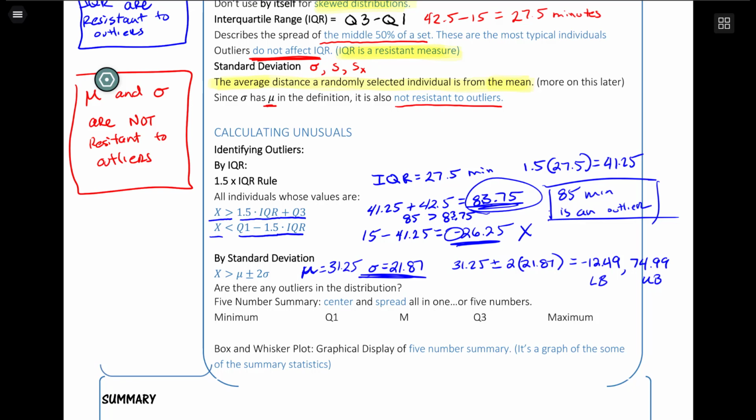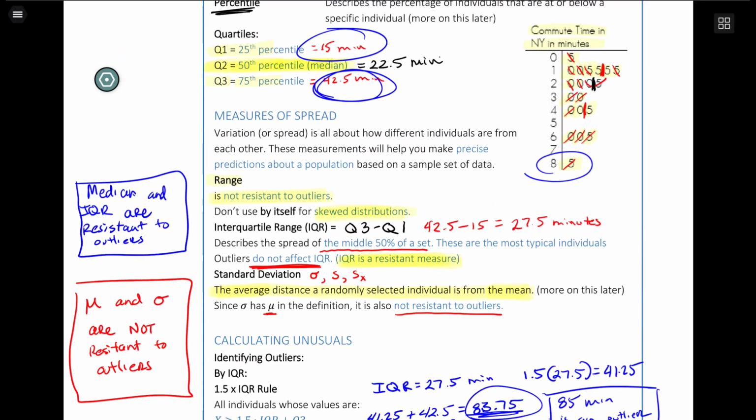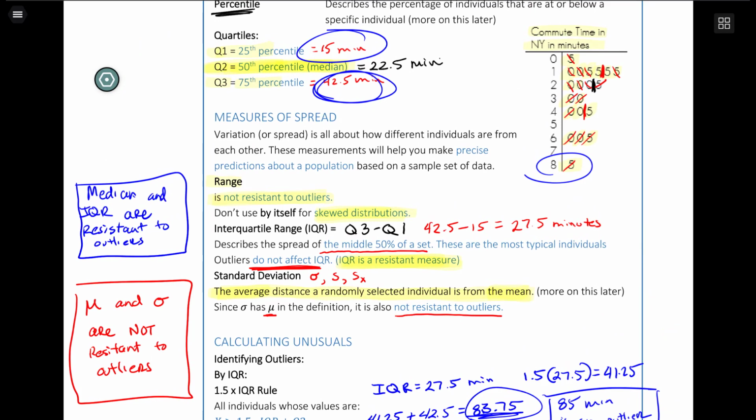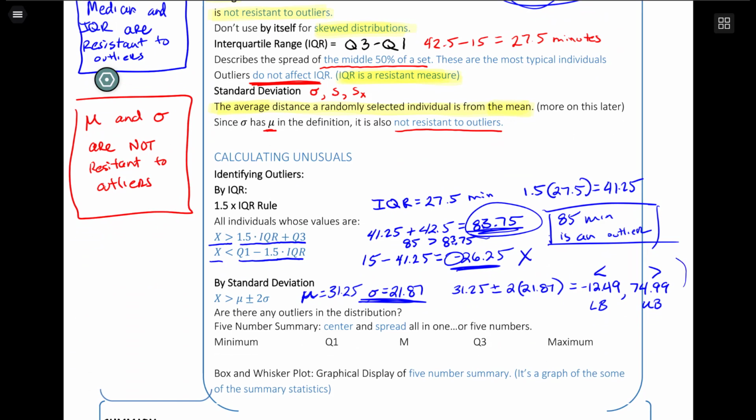Okay, so let's go ahead and figure it out. Do we have any individuals that are more extreme than these two, outside of this range? Well, I obviously don't have anybody that's less than negative 12-minute commute time, but I do have my 85-minute individual that is more than my upper bound. So we get the exact same result by doing this calculation.